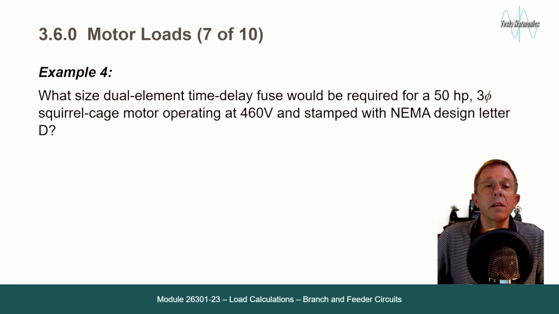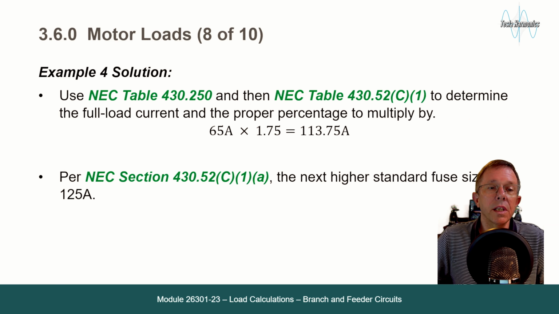What size dual element time delay fuses would be required for a 50 horsepower 3-phase squirrel cage motor operating at 460 volts and stamped with the NEMA design letter D? We would use NEC Table 430.250 and then NEC Table 430.52(C)(1) to determine the full load current and proper percentage to multiply by. 65 amps times 1.75 equals 113.75 amps. Per NEC section 430.52(C)(1), Exception A, the next higher standard fuse is 125 amps.